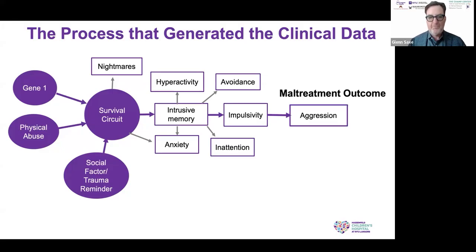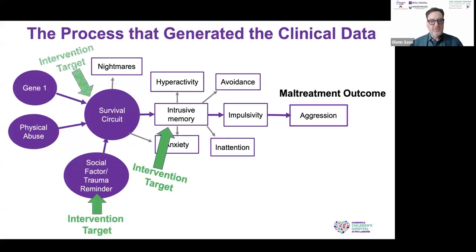What's also important is that there are other things here in the clinical data that if you were to intervene on them, like nightmares, hyperactivity, avoidance, anxiety, and attention, they're not going to change aggression. And that's very, very important as we move into what causality really is. It's so important clinically for this reason. What can you intervene on that will make a difference? And what could you intervene on that will not change at all? So these are intervention targets. Physical abuse and genes aren't changeable, so we need to be thinking about this.